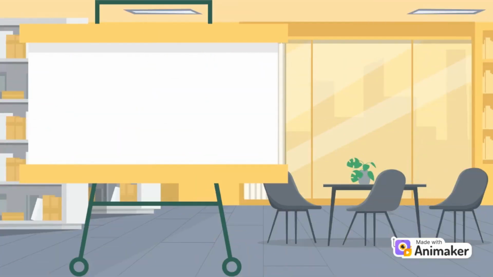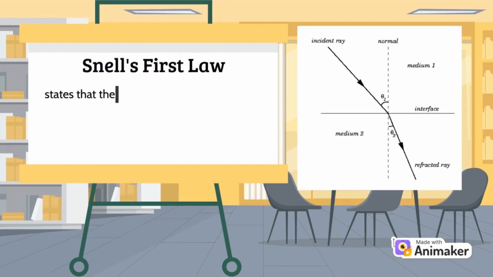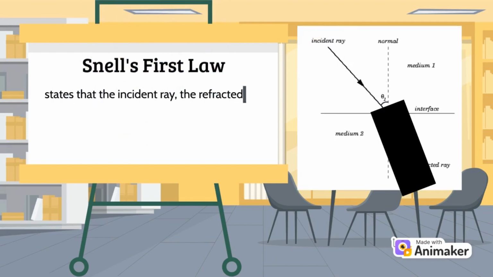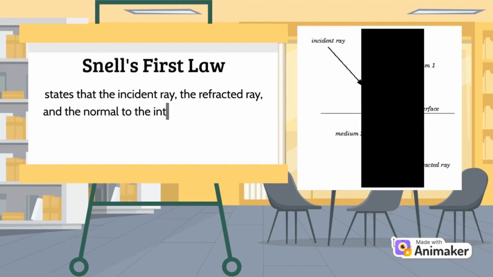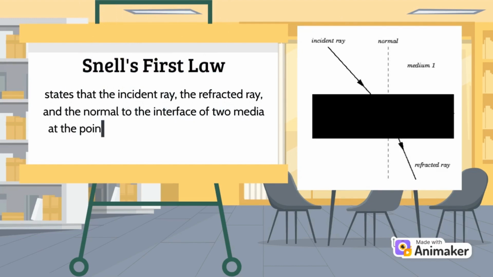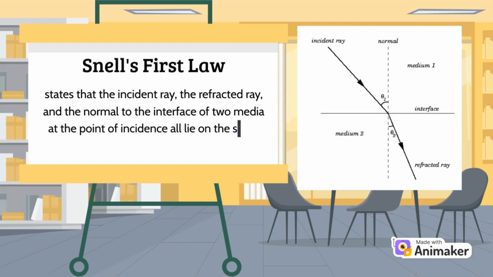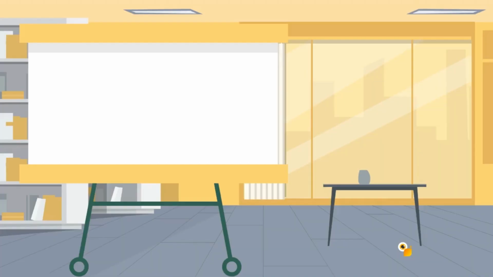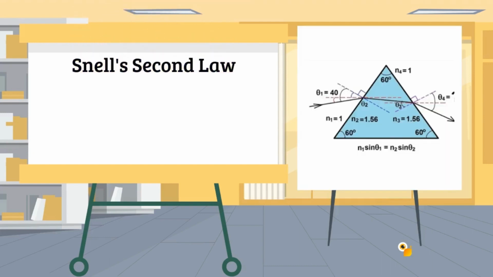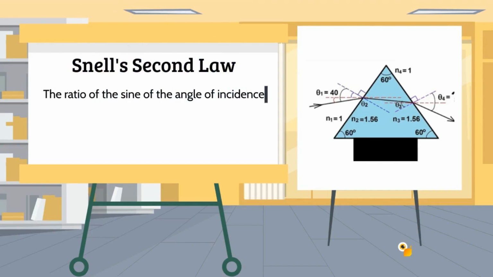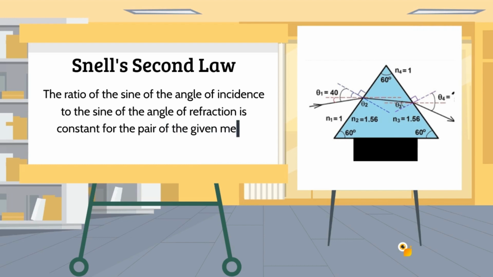First, we discuss Snell's first law. Snell's first law states that the incident ray, the refracted ray, and the normal to the interface of two media at the point of incidence all lie on the same plane. Next, Snell's second law. Snell's second law states that the ratio of the sine of the angle of incidence to the sine of the angle of refraction is constant for the pair of the given media.